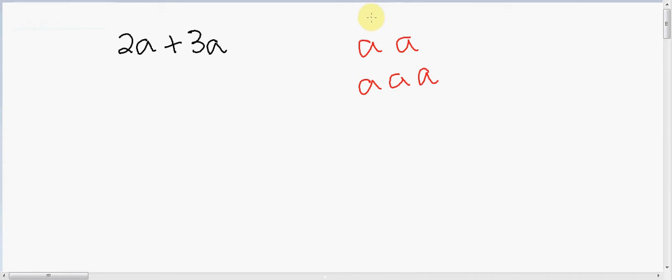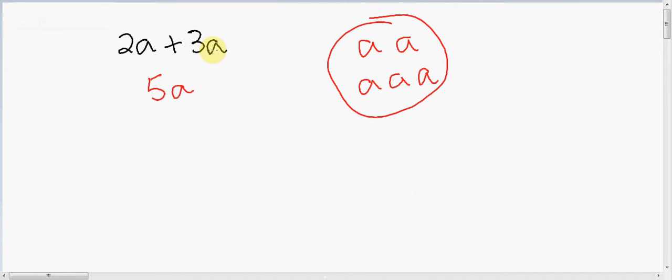Alright, the next thing I wanted to take a look at was combining like terms. So we're going to start out, we're going to say that we have this expression, 2a plus 3a. Now what this actually means is that we have 2 a's plus we have 3 more a's, and so we want to know how many a's we have all together in this mix right here, and what we have are 5 a's.